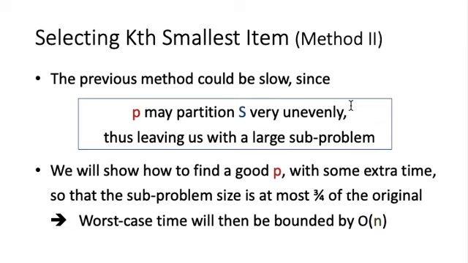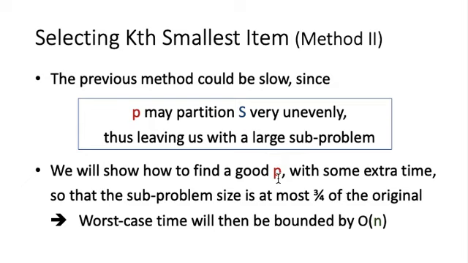If this is the case, then it will leave us with a large subproblem. A large subproblem will mean that we will still need to spend so much time in solving it. So what we are going to do next is show how to find a good pivot P. We will sacrifice some time, spending some extra time, but we will guarantee that we find a good pivot P.